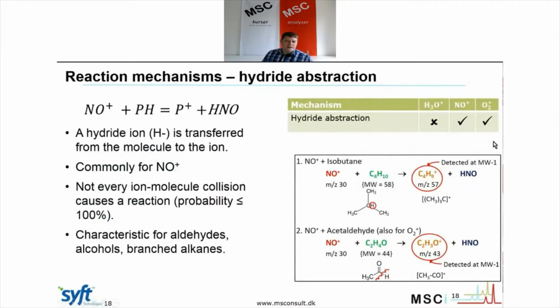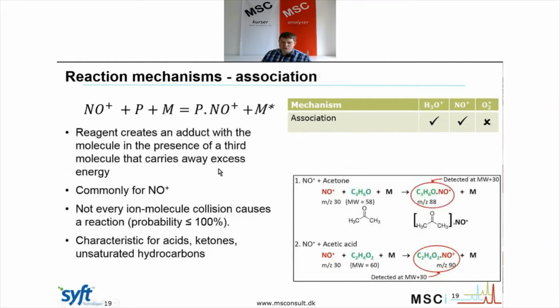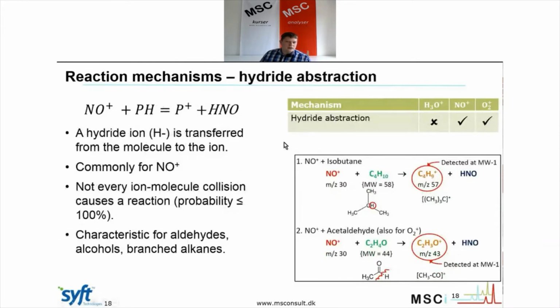Now, another reaction mechanism is hydride abstraction, where we have our NO+ that takes a hydride from the analyte. And that's commonly for NO+. Again, not every ion molecule collision causes this reaction. Essentially, it's only the proton transfer that has a 100% probability. Now, this kind of reaction is characteristic for aldehydes, alcohols, and branched alkanes.